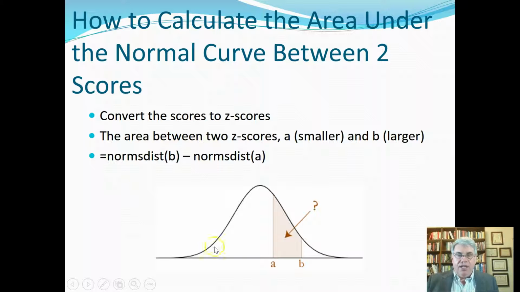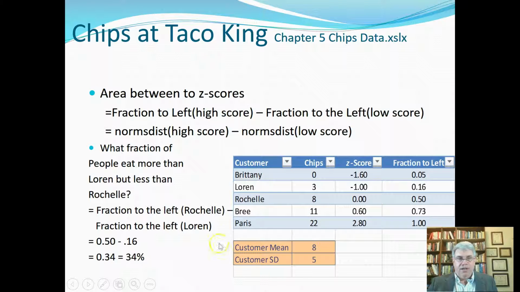We're going to go back to the example that we looked at in a previous video on the girls that eat at Taco King. We've got 5 girls, Brittany, Lorraine, Rochelle, Rie, and Paris, and how many chips they usually eat when they're at Taco King. And the lady that's worked there for 37 years says the average person eats about 8, and most people eat between 3 and 13. That means the standard deviation is about 5.